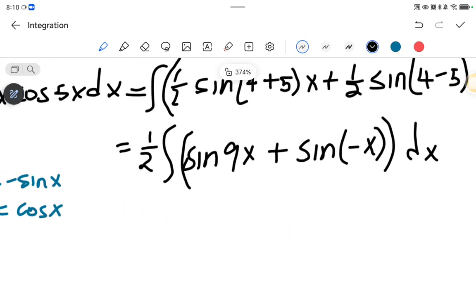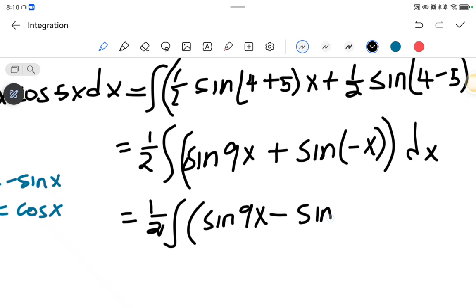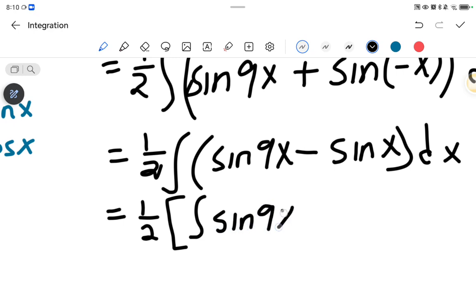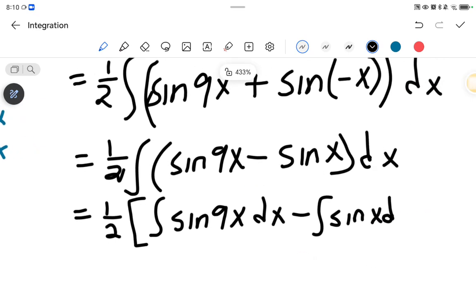Now applying that property, we're going to have 1 over 2, and then we have there, so I can open here. Let me just do this first before I distribute. I'm going to have sin(9x) minus sin x, dx. And this will be equal to, I can distribute this. You see right now, I can distribute the integral sign, or I integrate it as it is, but I prefer distributing the integral sign. Integral of sin x dx.